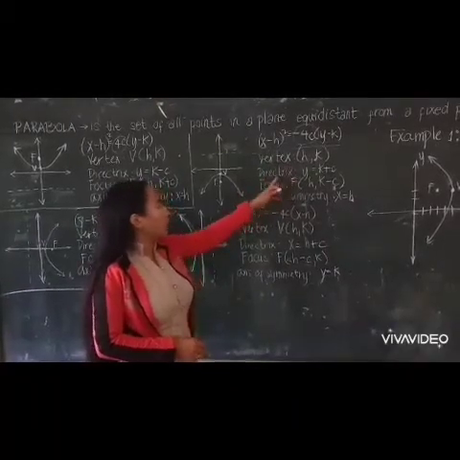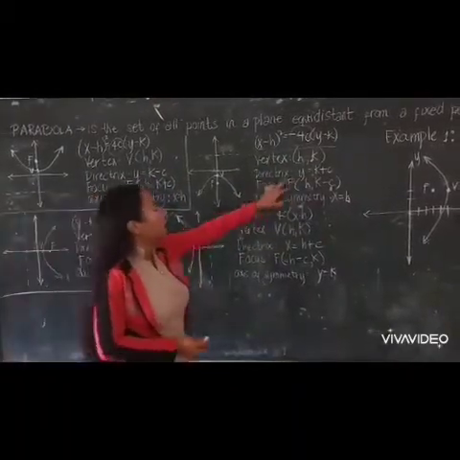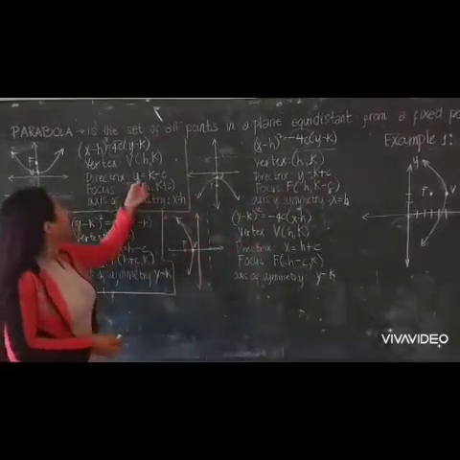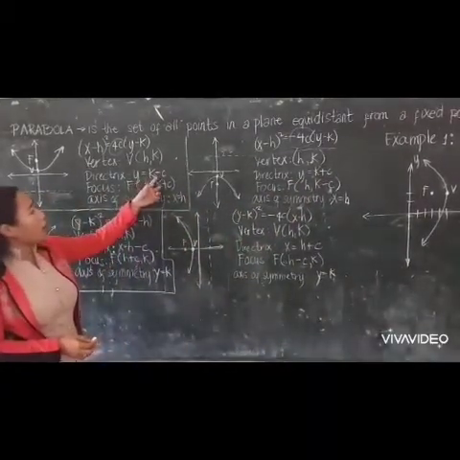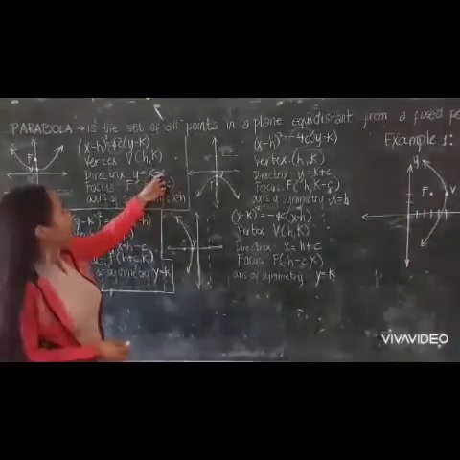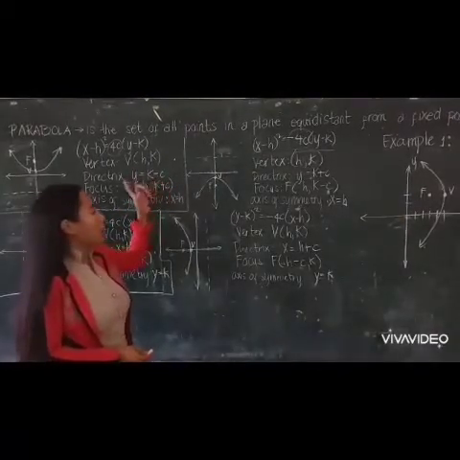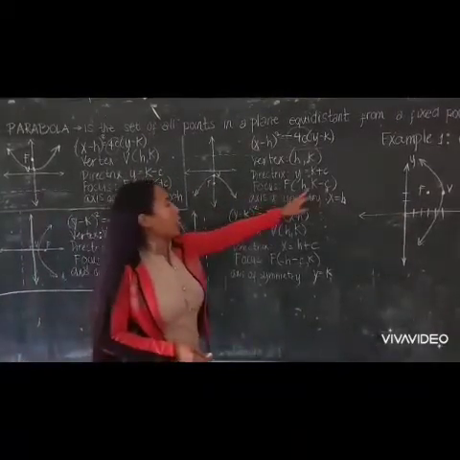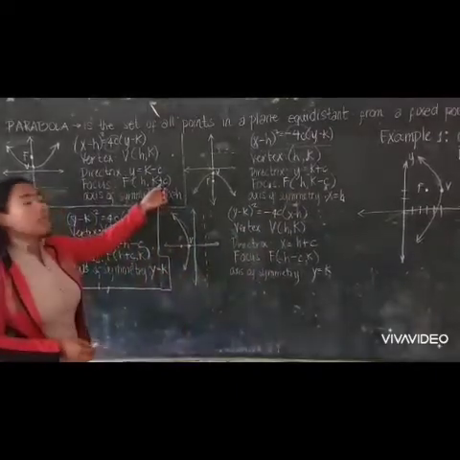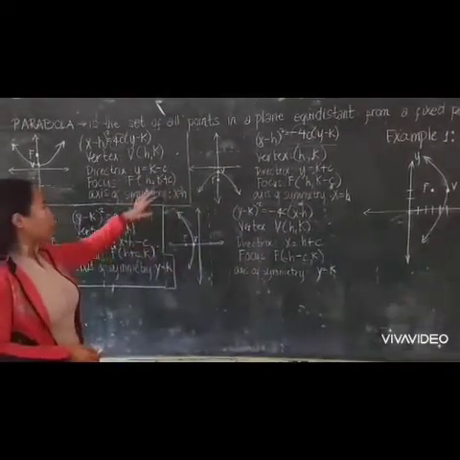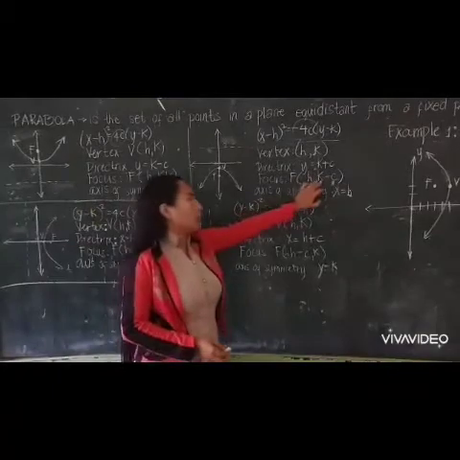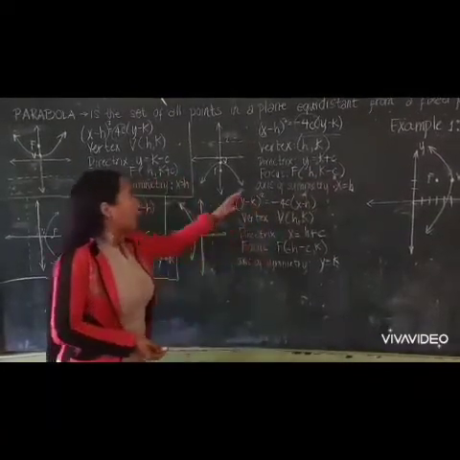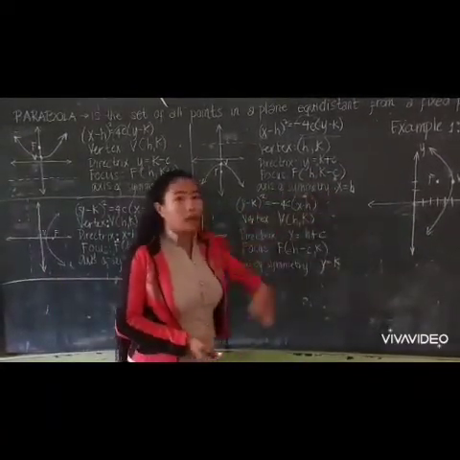Vertex is at (h, k). Directrix is y equals k plus c. While when the parabola opens downward, it is k minus c. Focus is h, then k minus c. Here it is k plus c, since upward, so plus c, then here downward, k minus c. Axis of symmetry is the same, x equals h pa rin.